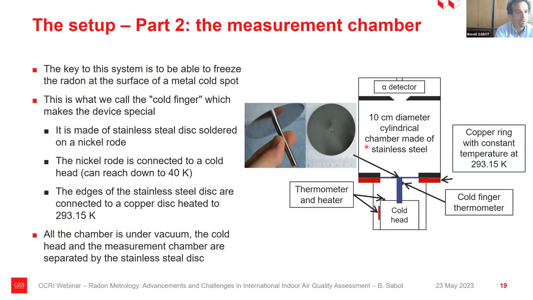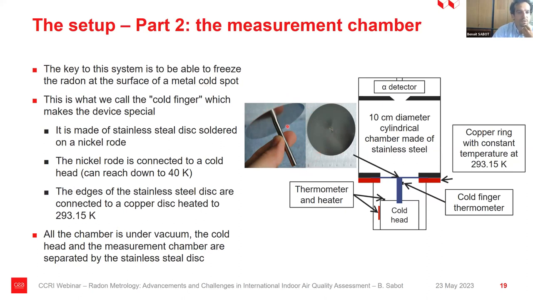So this is the second part of this measurement setup, and it's the measurement chamber. One of the keys of the system is to be able to freeze radon at the surface of a metal surface. What we call the cold finger, in fact, in the lab. So you can see one example of this cold finger here. It's in fact a stainless steel disc of 100 micrometer thickness, where you have a laser-soldered nickel rod.